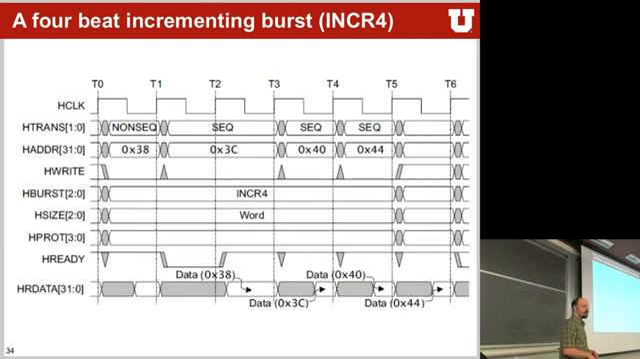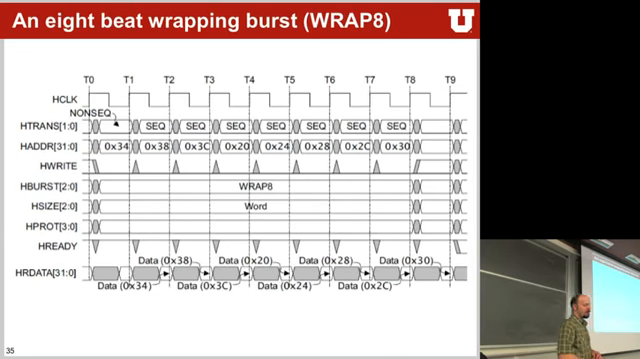Increment 4, different from before. We have 38, 3C. Now we increment to 40 and 44. We can do a similar thing with wrap 8. This time we go 34, 38, 3C, and then drop down to 20, 24, 28, 2C, 30. So it's basically just a modulo 8 on the last digits of your address that you do with these wraps.